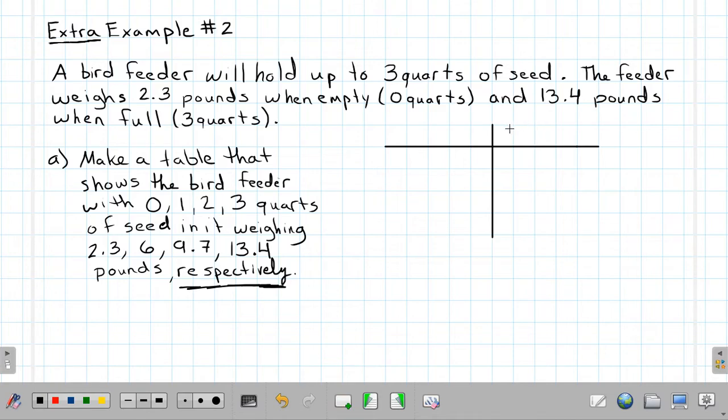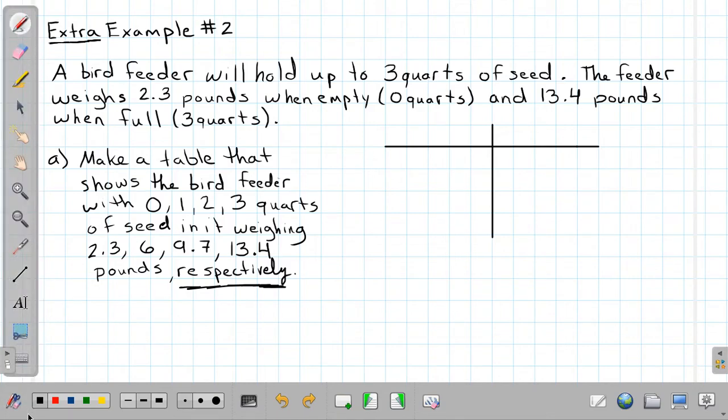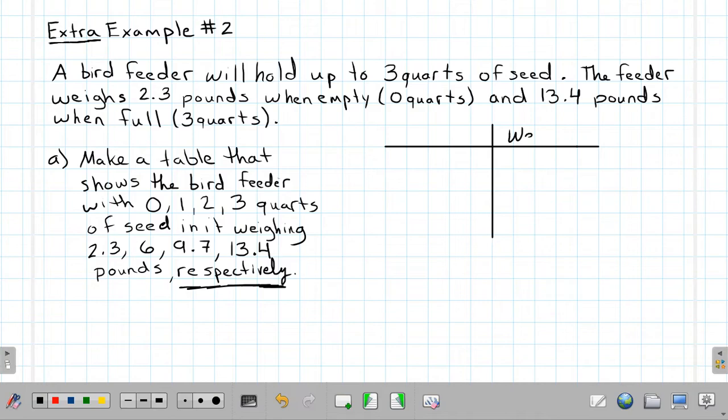But once again, we need to think which is the independent variable and which is the dependent variable. So if you think to yourself, does the amount of birdseed depend on what the weight is? Well, no. The weight, in pounds, actually depends on how much birdseed you put in. So amount of seed, and this is in quarts. So the amount of seed is actually the independent variable.